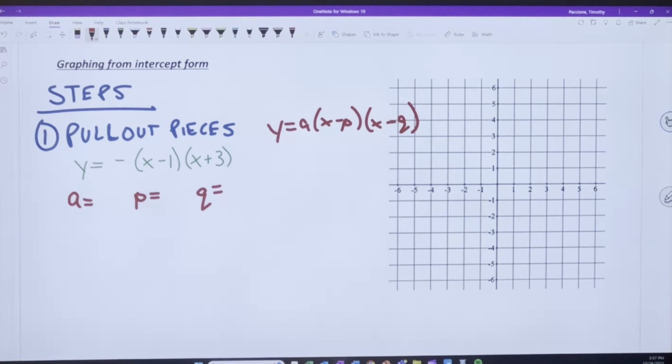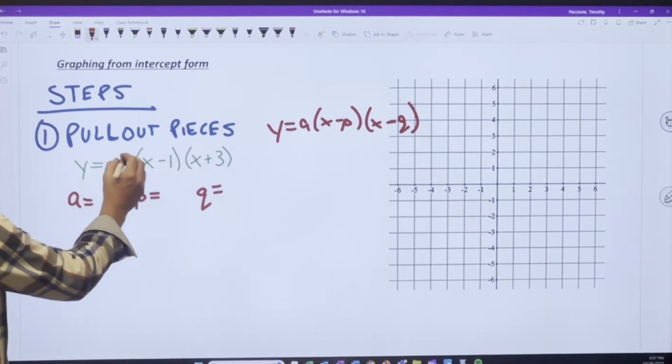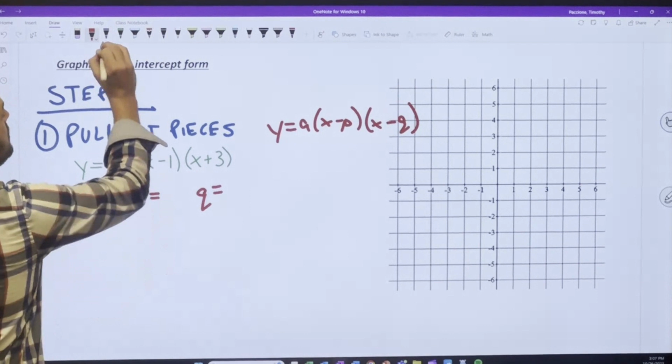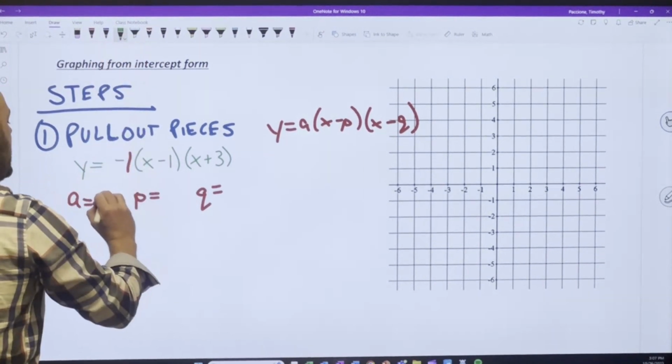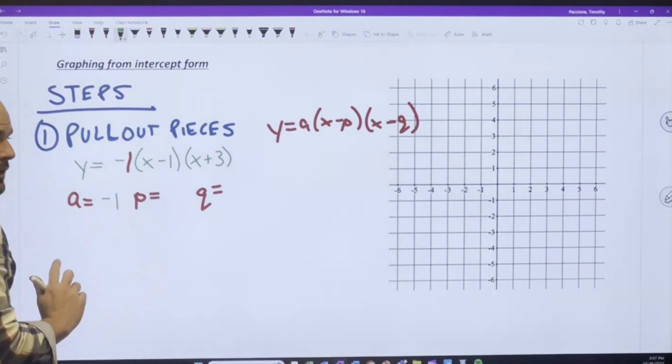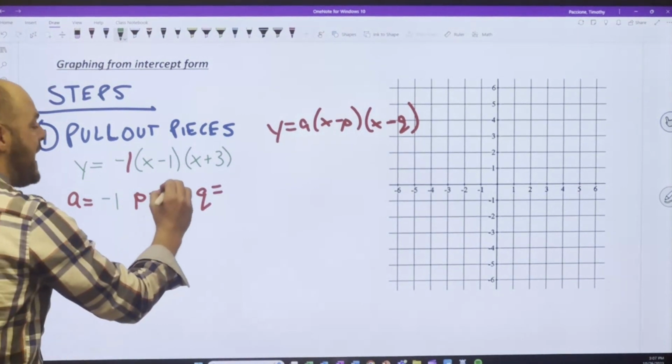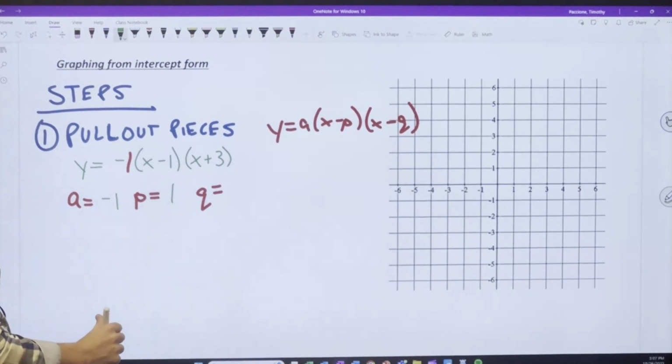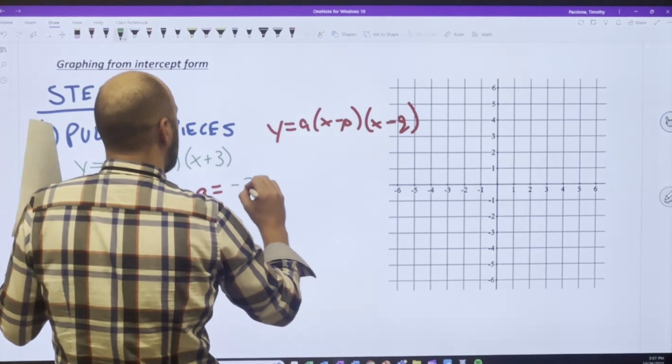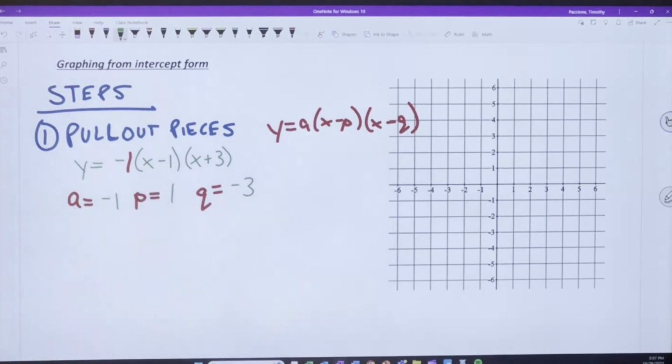It's not 1, it's negative 1. There's an imaginary little 1 here. So a is negative 1. My p is positive 1, and my q is negative 3. We flip the sign of the p and the q. And now we have our pieces.